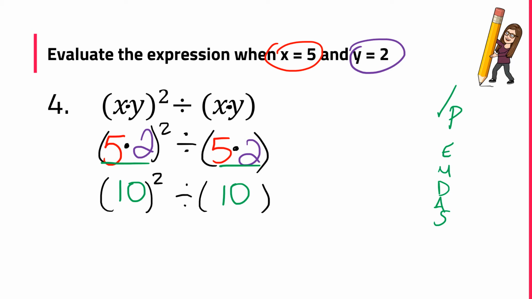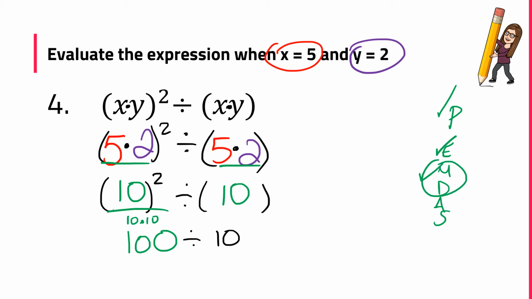Next step, exponents. I do have exponents. I have a 10 times 10, right? That's 10 squared. 10 times 10 is 100. Everything else falls down. Multiply or divide? Yep. 100 divided by 10 is 10. I didn't even get to add or subtract because I didn't have any, so that's my final answer.